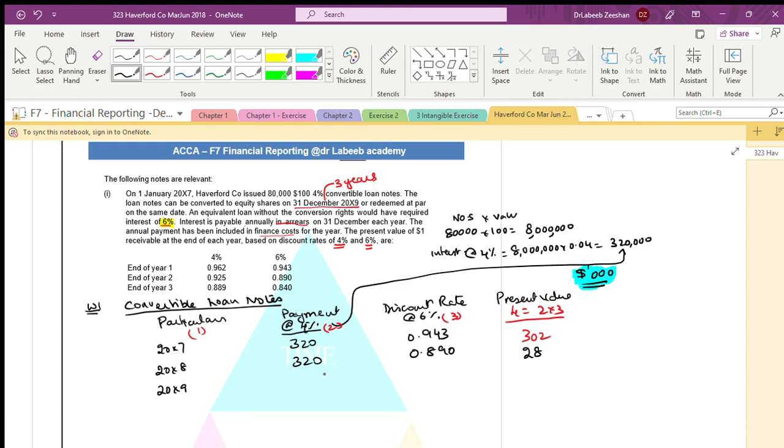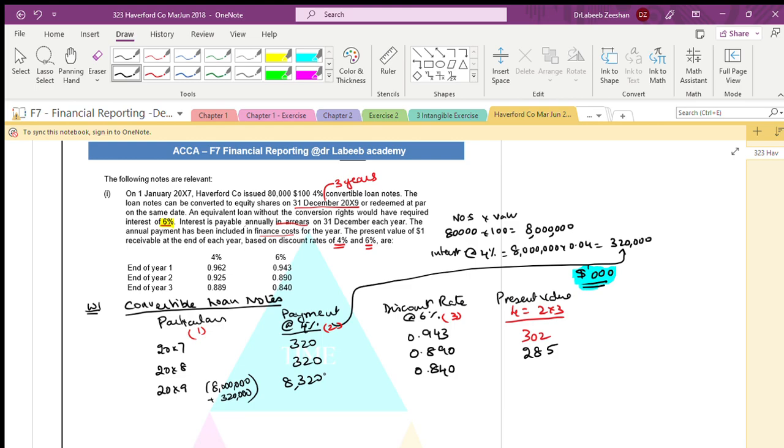It comes to 285. Now, what is in the third year? You will have 8 million plus the coupon of 320,000. It comes to 8320. 8320 into 0.840.